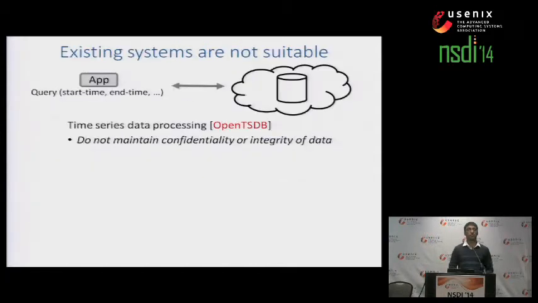For example, consider time series data processing systems like OpenTSDB. These systems present an interface to do temporal range queries. They do store data in the cloud, but in these systems, the cloud and the database server can access the data and can modify the data, so these systems do not provide confidentiality or integrity of data.